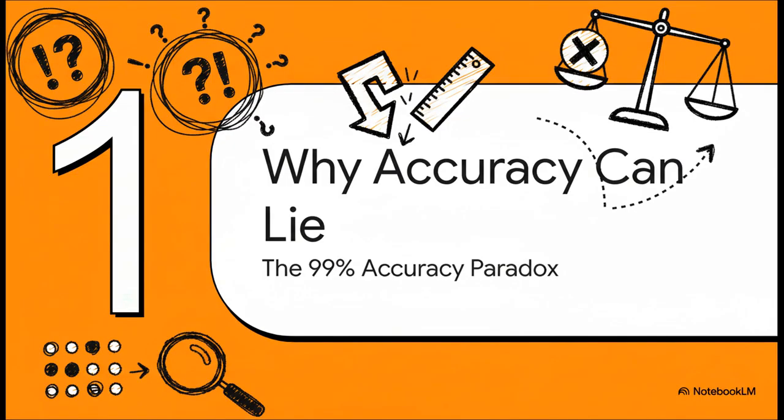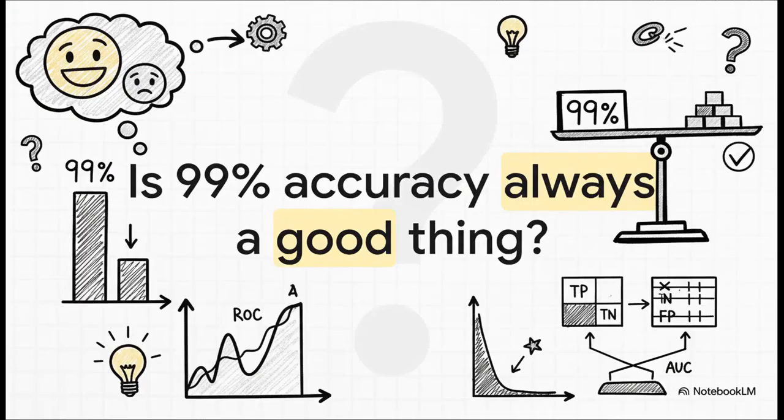Section 1. Why accuracy can lie. Or, as I like to call it, the 99% accuracy paradox. And yes, you heard that right. So let me just ask you straight up. Is 99% accuracy always a good thing? Now your first gut reaction is probably, heck yeah, that's amazing, but you might want to hold that thought, because things are not always what they seem.